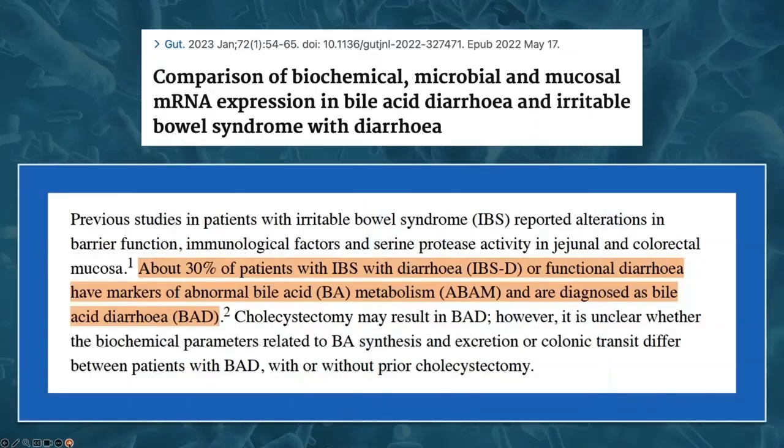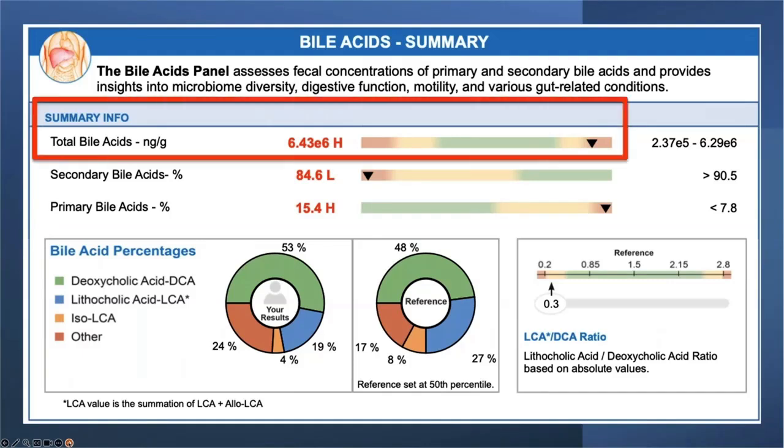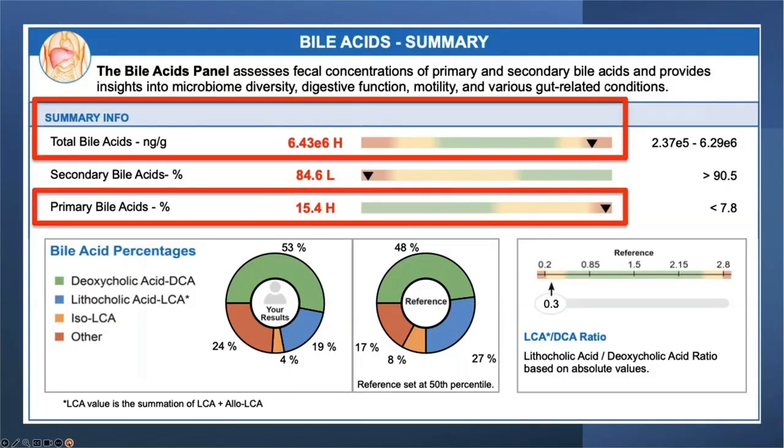So this review article summarizes that as much as 30% of patients with IBS with diarrhea are now recognized as having potentially bile acid malabsorption. Here's an example of a patient that actually had increased bile acids in the stool, and that's typically consistent with diarrhea or loose stools. You can see here the total bile acids are high for this patient, as well as the primary bile acid. So those are two indicators suggesting this patient may have faster transit.